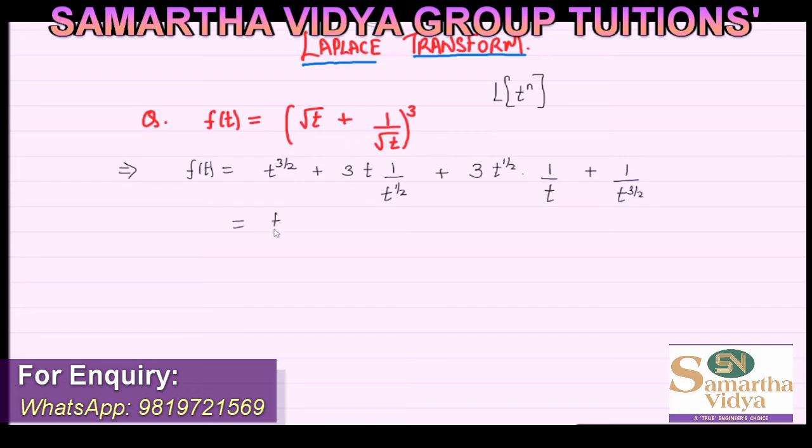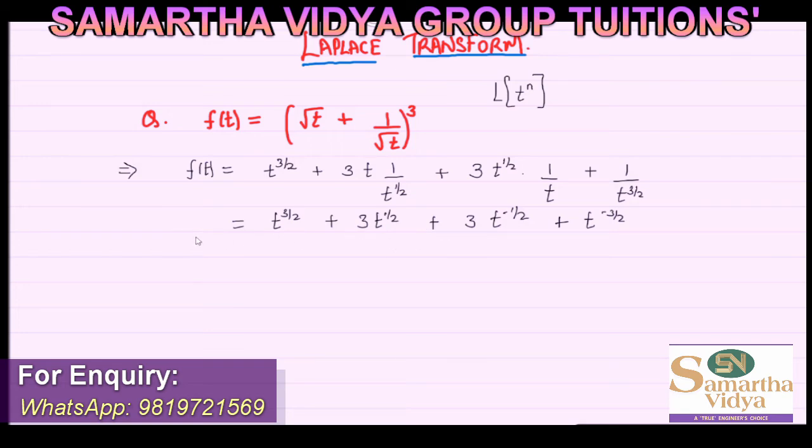Now that's going to be leading us to the formula, that is t raised to 3 by 2 plus, this is a t and this is a half, so that becomes t raised to half, plus this is a half and this is a 1, so that will lead us to t raised to minus half. Going to the next one, it is going to be t raised to minus 3 by 2. So you can see that we have now individual terms of t.